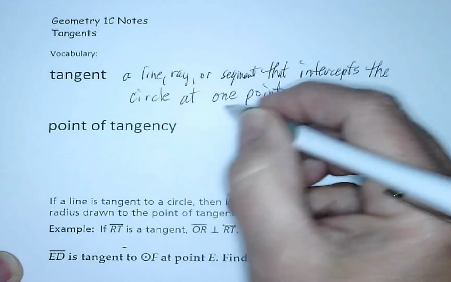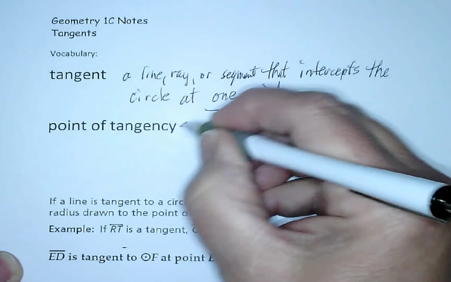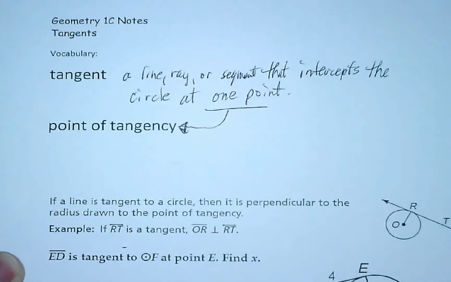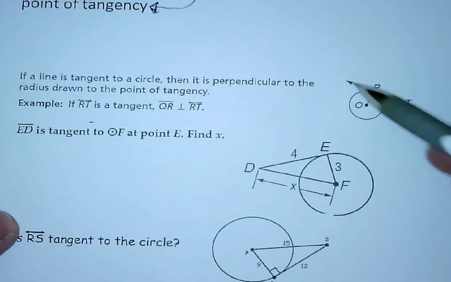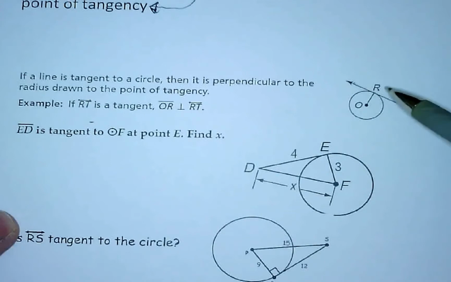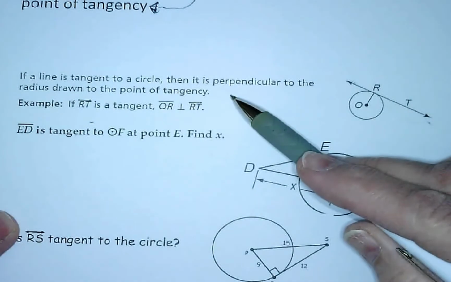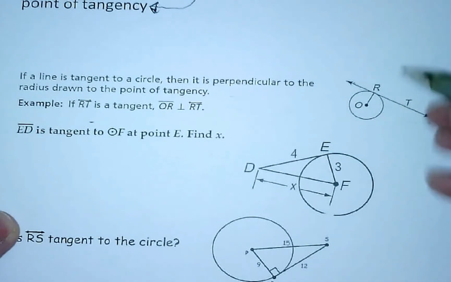The point of tangency is that one point. So I'm just going to mark this. The one point is what it's called. Okay? So we've got a couple of properties about that. Out here we've got a tangent to this circle O, and they're telling us also it's perpendicular to the radius.